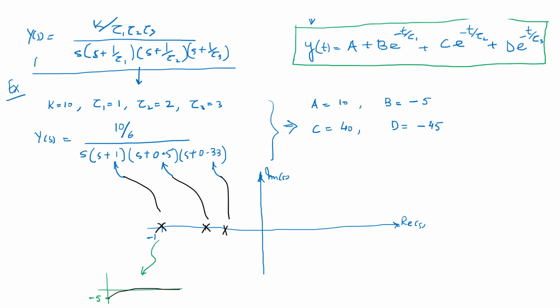Something like this. And the second one, which corresponds to this location, is going to have a bit slower response. Let me try to map that as well. So this is the time axis. This was the time axis for the previous plot as well. But the second pole corresponds to C coefficient, which is starting from 40.